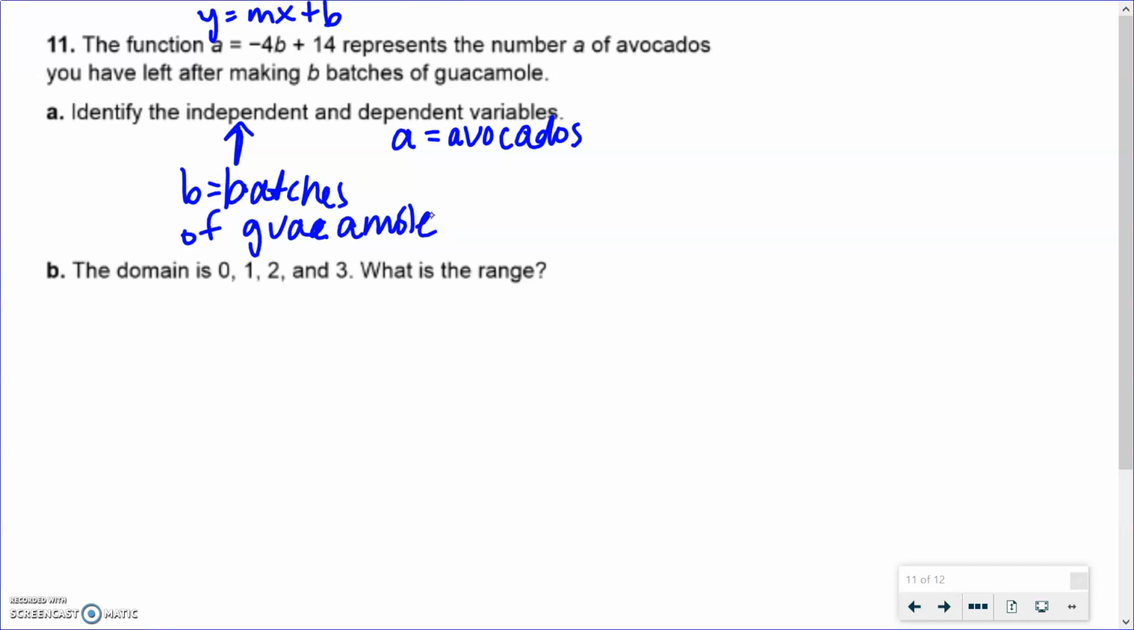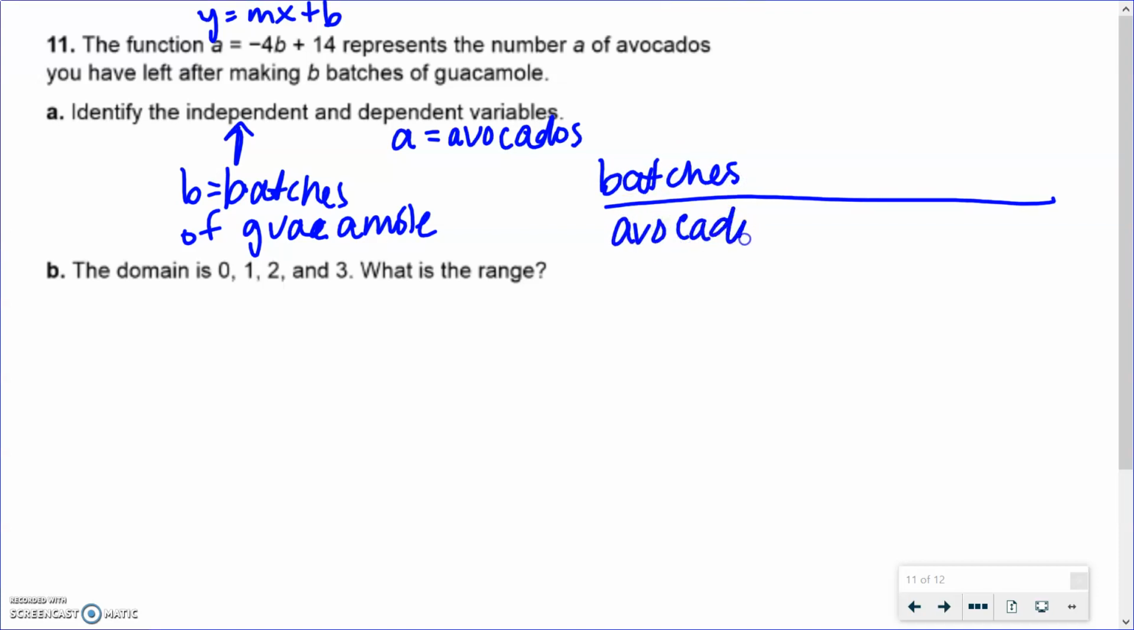And that is because, again, the number of avocados depends on how many batches of guacamole we make. So if we were to make an input-output table, our input would be the number of batches, and the avocados left would be our output, or our dependent variable. So we're going to plug some numbers in.